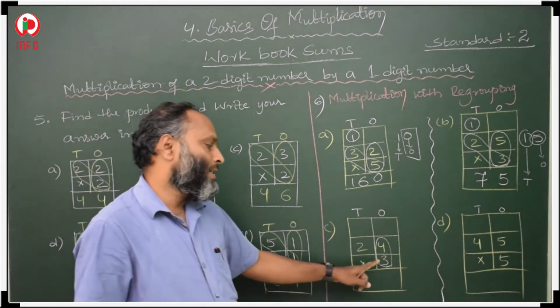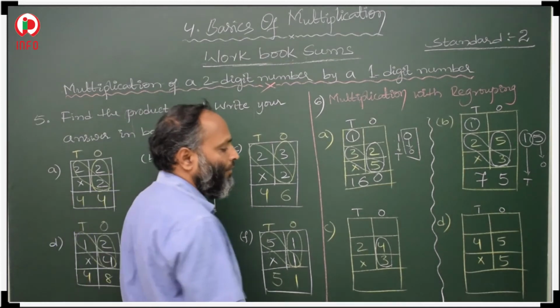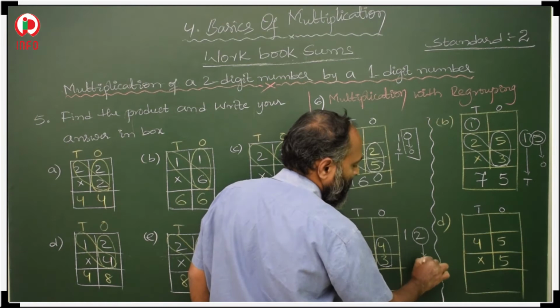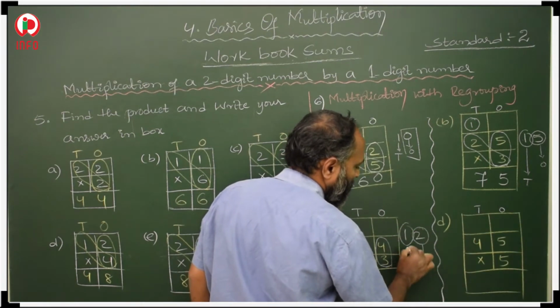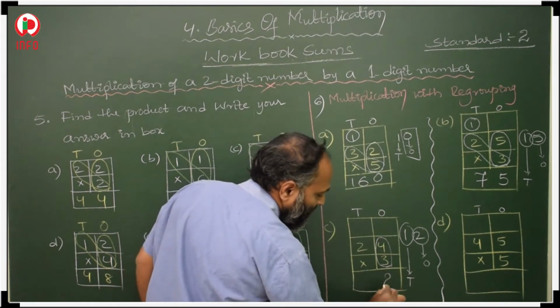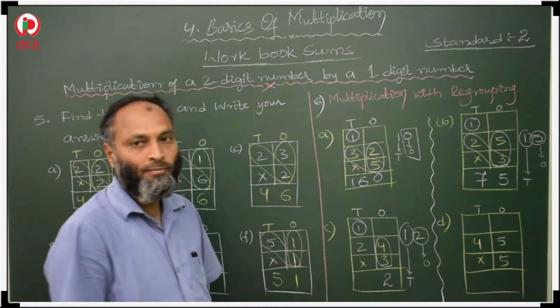Now here 3 is multiplied with ones place value, that is 4. The single digit is multiplied with ones place. 3 4s are 12. This is in ones place. This is in tens place. Then 2 is in ones place and this 1 is in tens place.